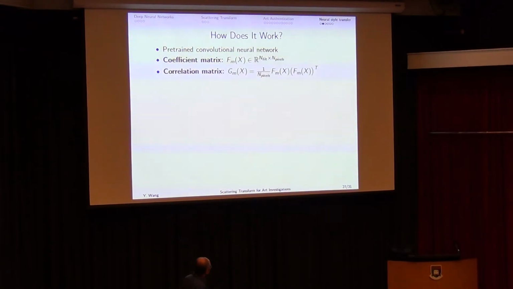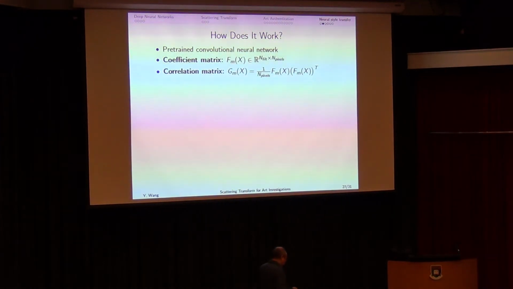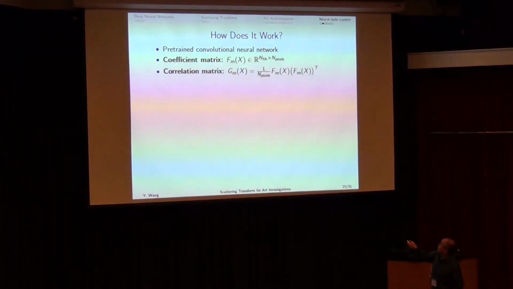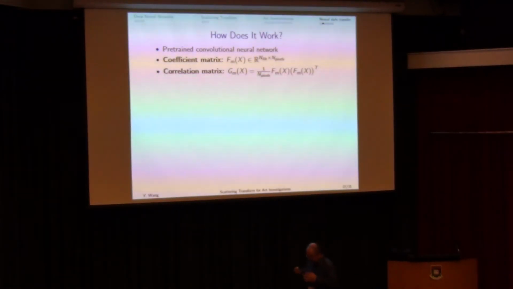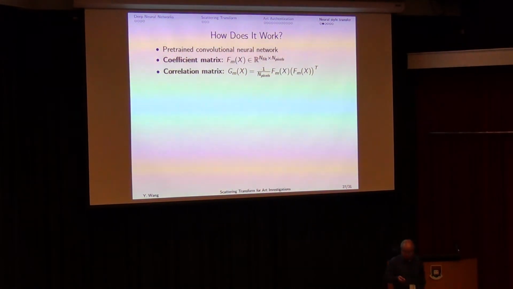So how do you do this? It's actually fairly simple, but it's very clever. Basically, you take the features, and then you do the correlation. Features can be viewed as representing the data. The correlation, they view as a style. So they view correlation as a style.